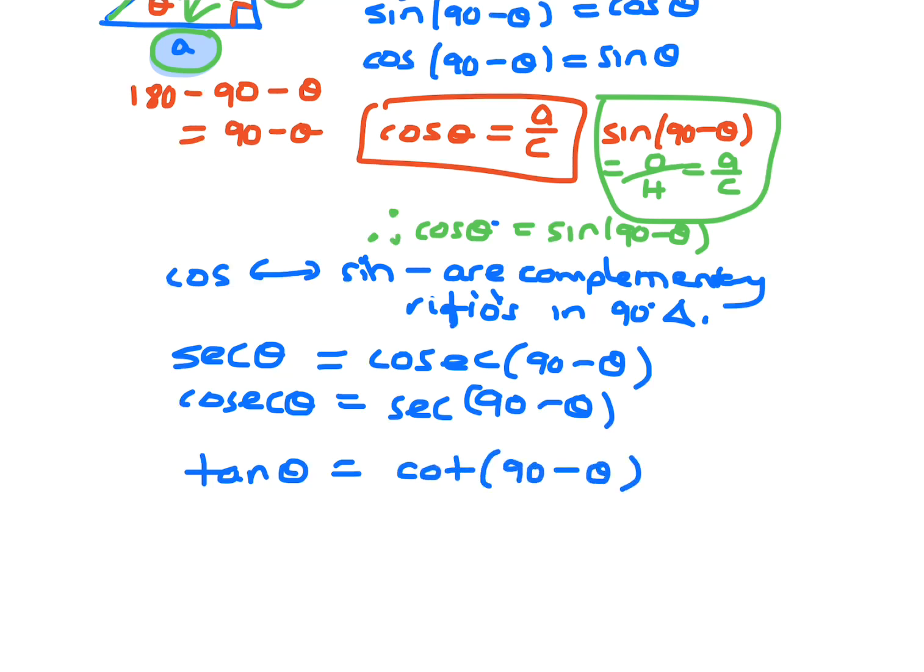Now it's just getting the basic rule. Tan and cot go together, so tan theta is the same as cot of 90 minus theta, and cot theta is the same as tan of 90 minus theta.